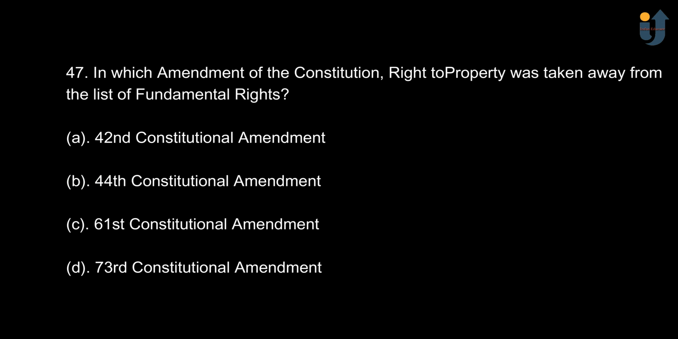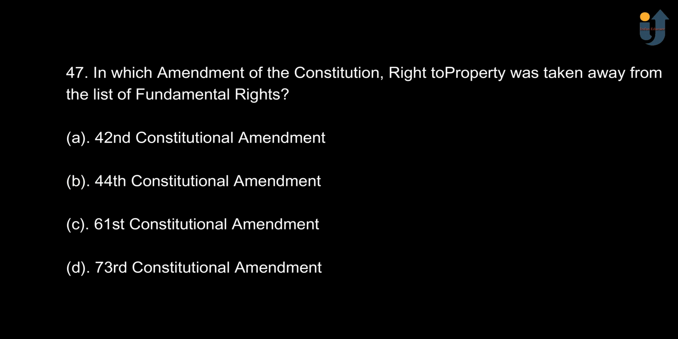Next, in which amendment of the Constitution was the right to property taken away from the list of fundamental rights? Option A, 42nd Constitutional Amendment. Option B, 44th Constitutional Amendment. Option C, 61st Constitutional Amendment. And option D, 73rd Constitutional Amendment. The correct option is option B, 44th Constitutional Amendment.